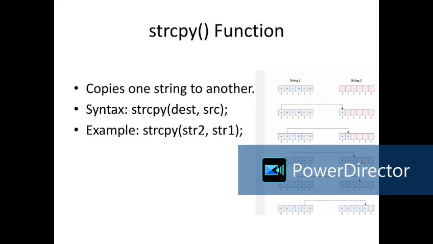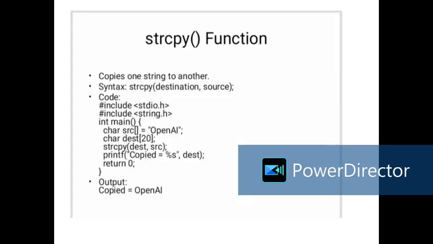We have strcpy, which is used to copy one string to another. #include <string.h>, char src[] = "Hello", char dst[10]; strcpy(dst, src); printf("Destination string: %s", dst); Output: destination string is Hello. Here, strcpy copies the content of the source string into destination.